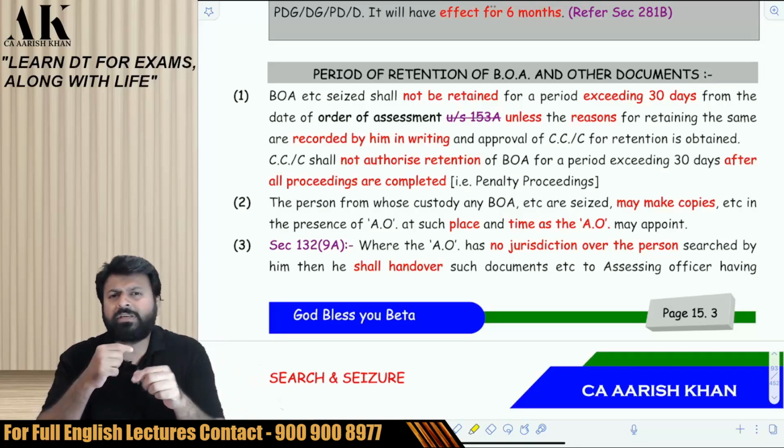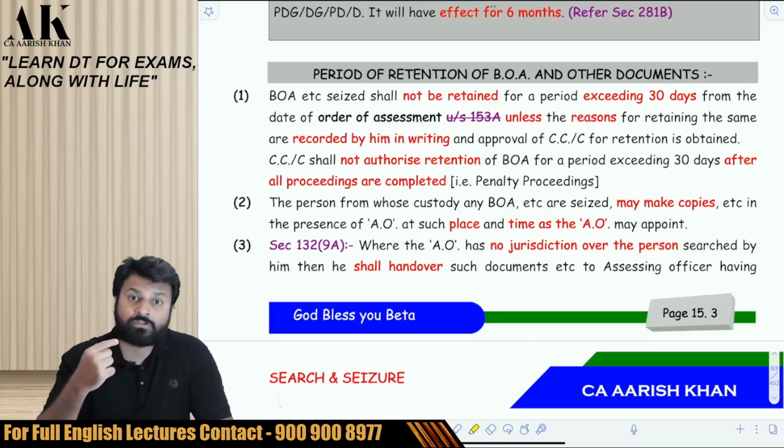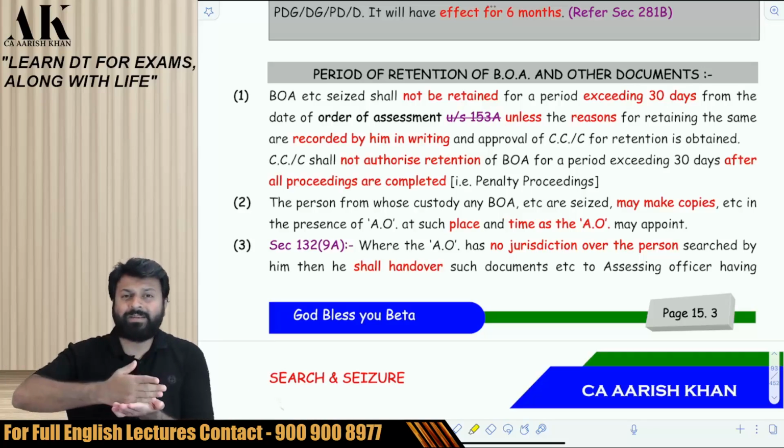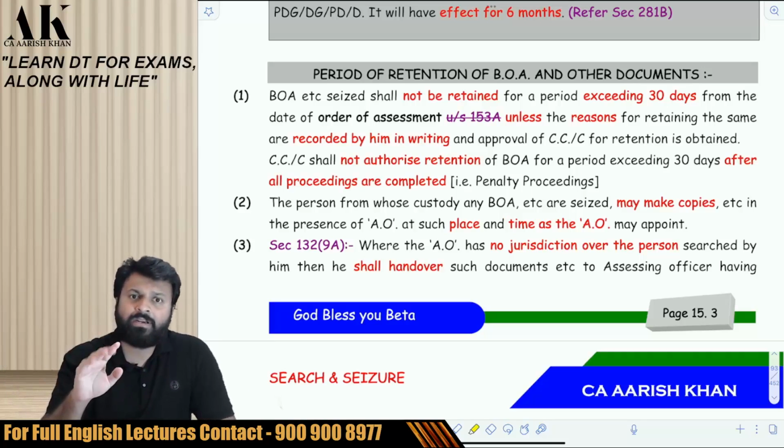Yes. Suppose he wants to impose penalty proceedings after the assessment is completed, if he wishes to impose penalty on the assessee, then he can take an approval from the higher authority, that is chief commissioner or commissioner, and retain the books of accounts beyond 30 days also. And once the penalty proceeding is completed, then within 30 days, he has to return the books of accounts mandatorily. So by default, he can keep them up to 30 days after the assessment is completed. Now, if he wants to impose penalty, then he can keep them for a further few months.